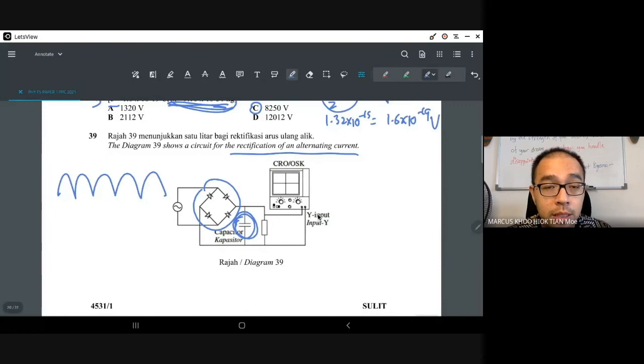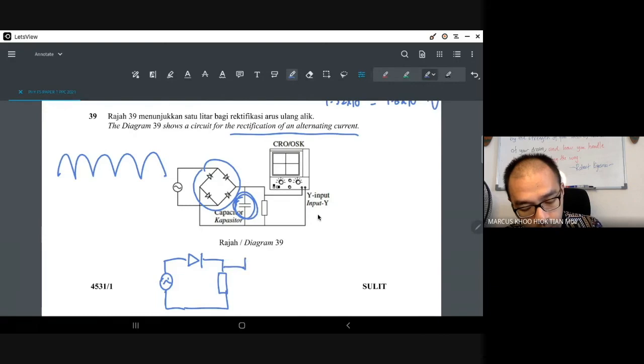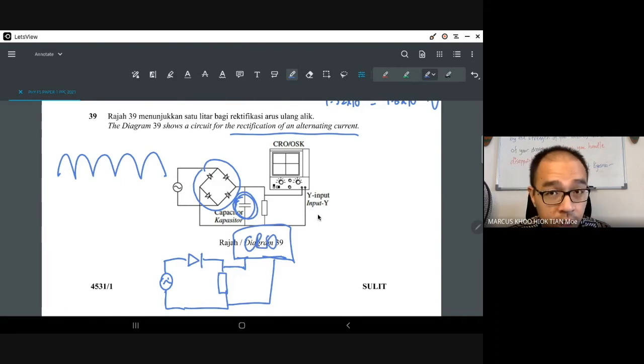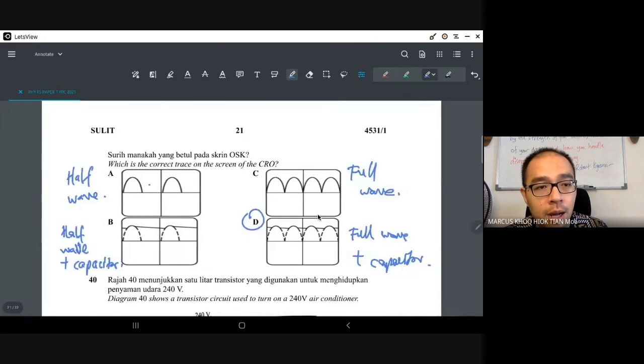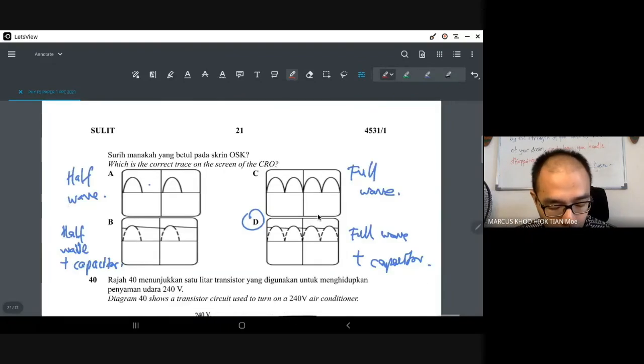Okay, this is a full wave rectification circuit. Half wave is just one diode only. This is a half wave rectification circuit. So if I put the CRO over here, this is a half wave rectification circuit. If I want a half wave with capacitor, I put the capacitor parallel to the resistor, like this. Then I will get this, the B answer. But this is not the answer for this question. The answer is G.